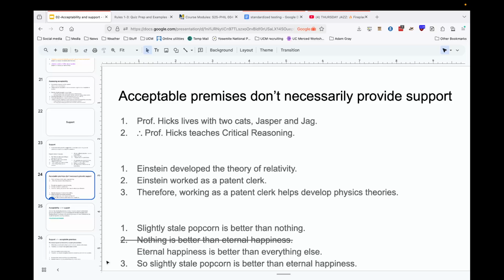Again, the take-home message here is we can have acceptable premises. They don't necessarily provide support for the conclusion. So these are two different concepts. Questions about that?